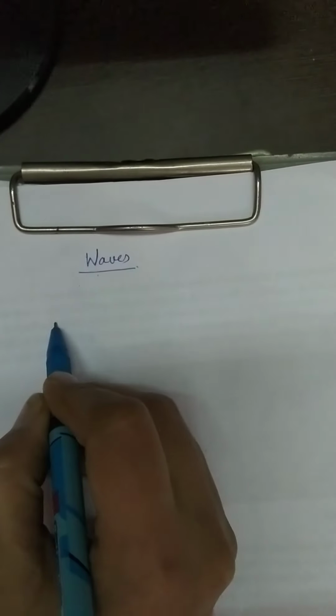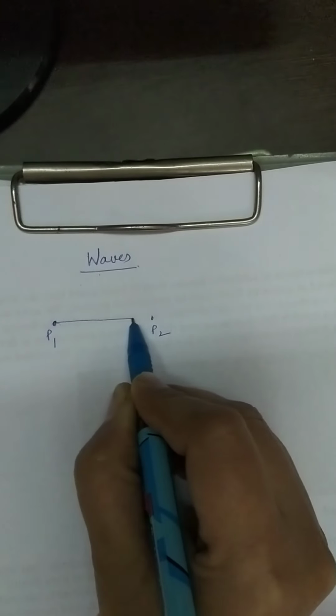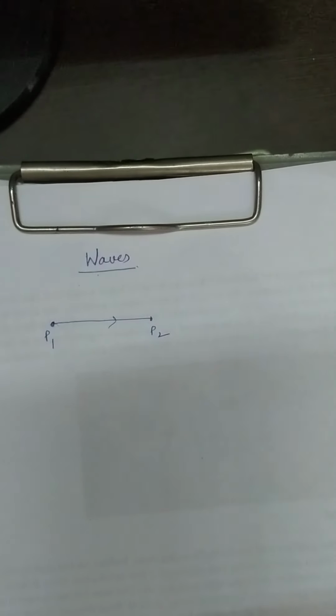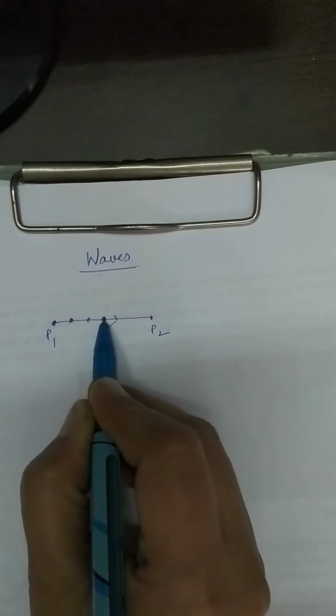Good morning, students. Today we are going to start with the next part of last unit, that is waves. What do you mean by waves? Wave is a form of disturbance in which the energy is transferred, or that disturbance is transferred, from one point P1 to another point P2 of the medium without any actual transportation of the particles of the medium. Right?